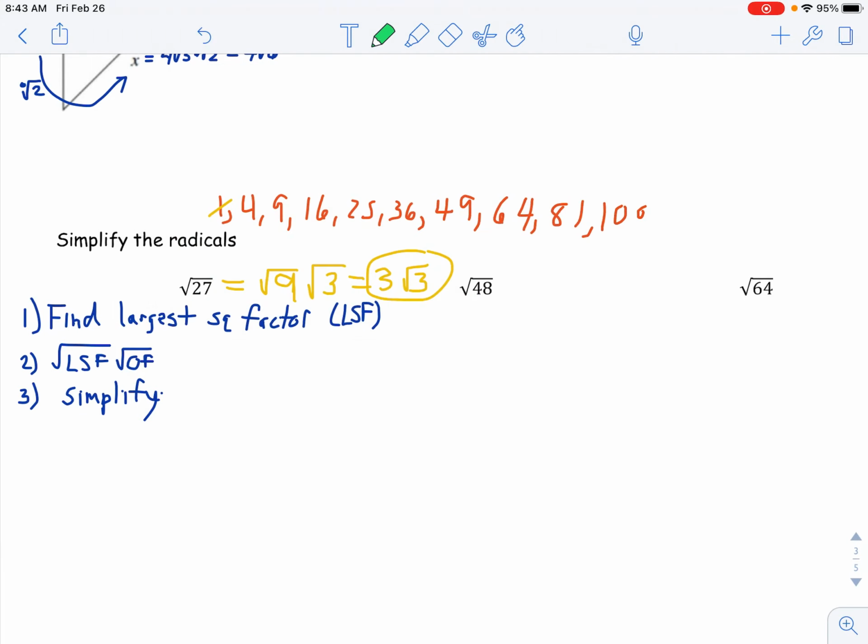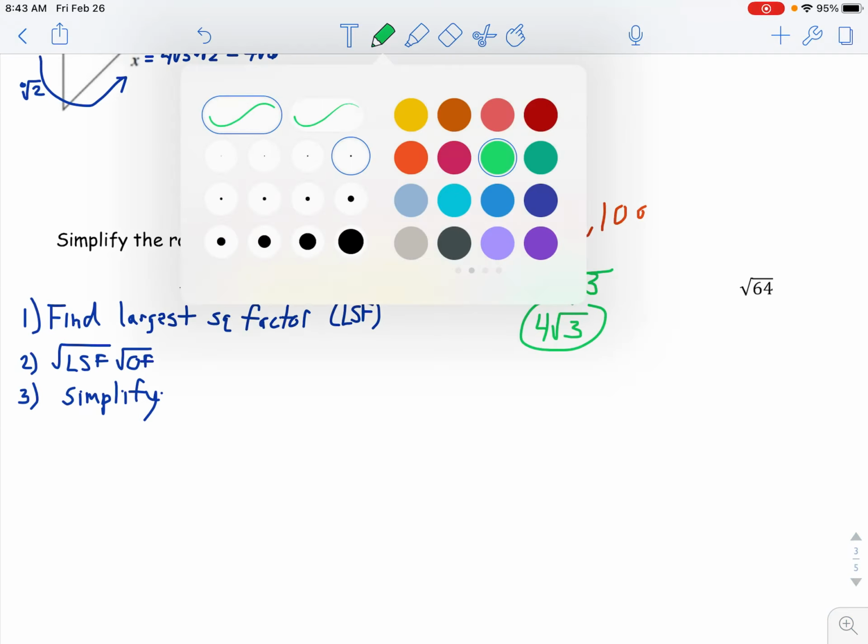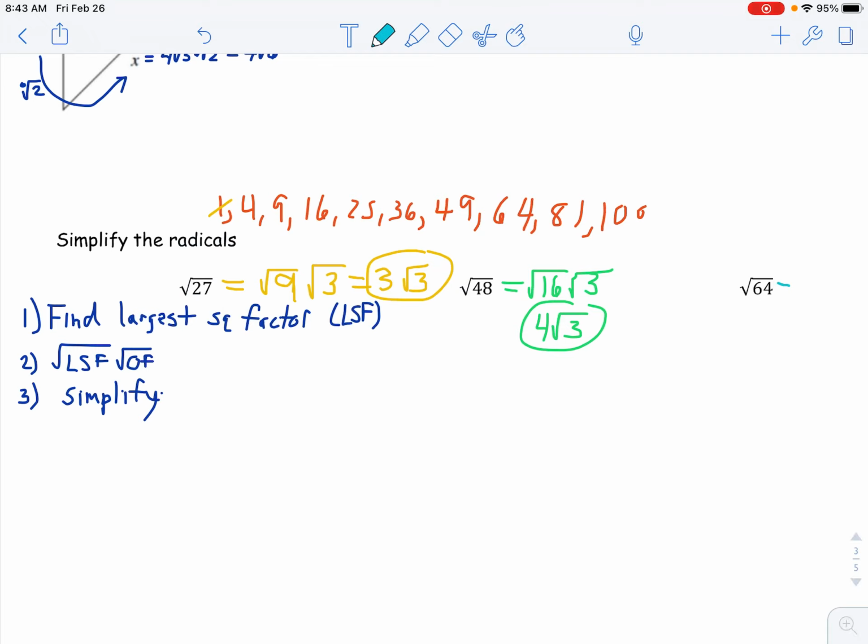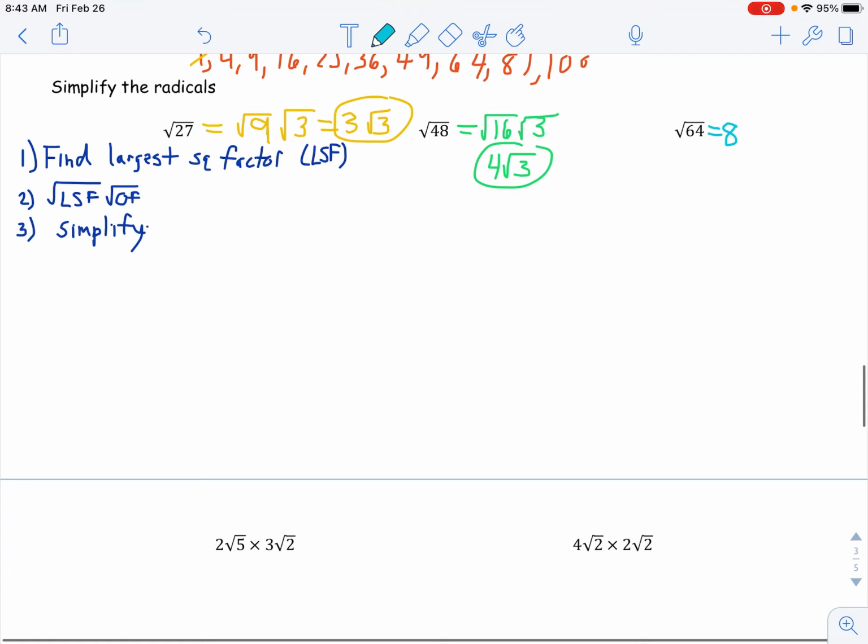Doing 48. That means it's got to be 24 or less, because you know the largest square factor is going to be half of it or less. So we only got 4, 9, and 16 to pick from. In this case right here, it's 16. That's the largest square factor. And the other factor in this case would be 3. And then you simplify and it's just 4 radical 3. And then square root of 64. Don't overcomplicate things. Just remember the square root of 64 is an actual whole number. It's 8. All right, that's it right there.